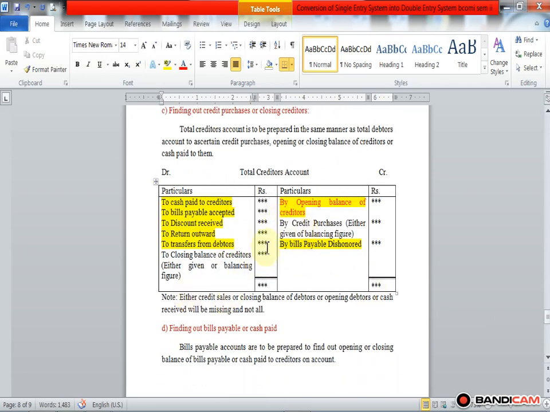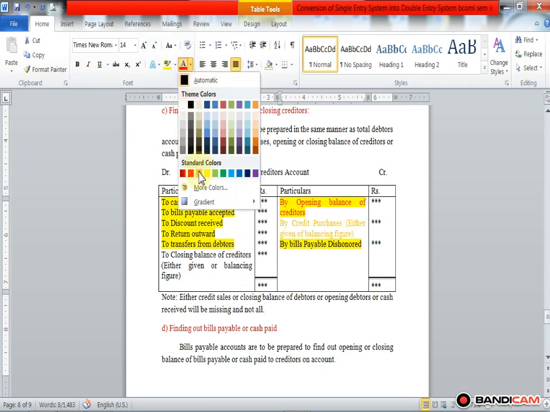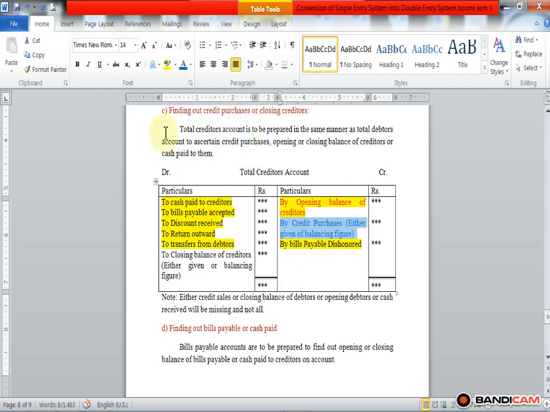So here two points remain to discuss: credit purchase or closing balance of creditors. Remember this, only one item is missing, not all items, and that item is found with the help of preparing these working notes. If the closing balance is missing, then credit purchase is given in your problem. If the closing balance of creditors is given in the problem, then we find out the credit purchase of the organization.